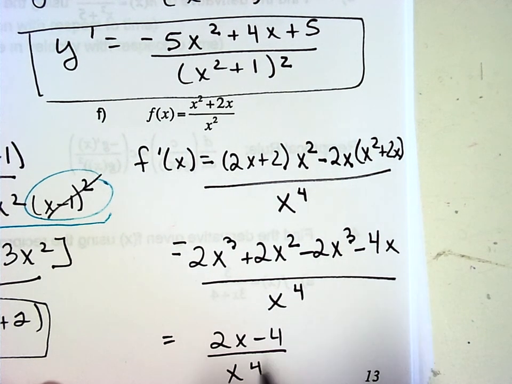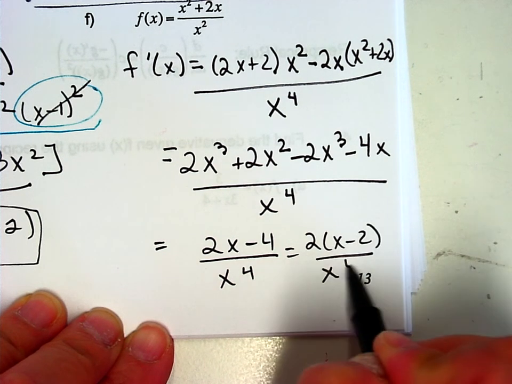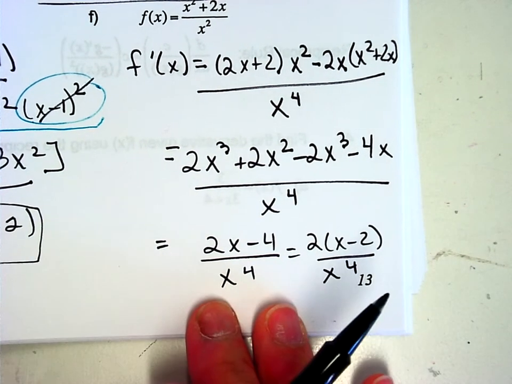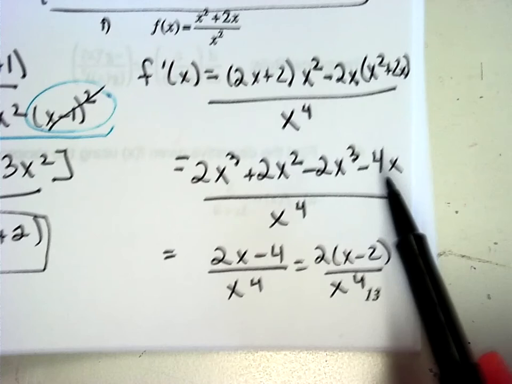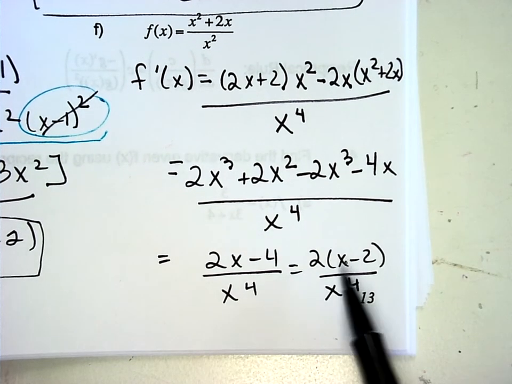Now you can factor out a 2 here, so you can write your answer like this, but the reason why I want to factor is I want to see if there are things that I can cancel, and there isn't, so either one of these would be fine for your simplified form.